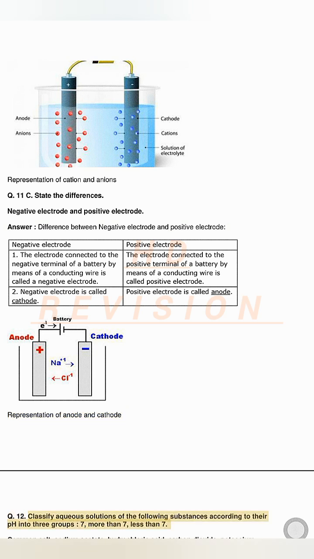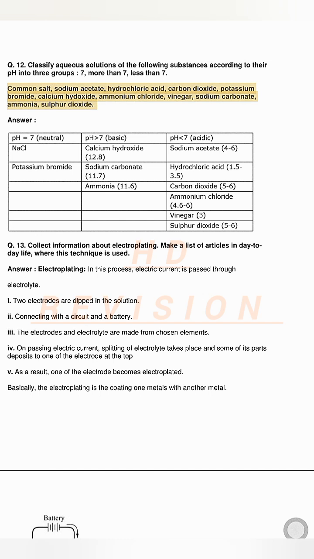Q12. Classify aqueous solutions of the following substances according to their pH into 3 groups: pH 7, more than 7, less than 7. Common salt, sodium acetate, hydrochloric acid, carbon dioxide, potassium bromide, calcium hydroxide, ammonium chloride, vinegar, sodium carbonate, ammonia, sulfur dioxide. Answer.